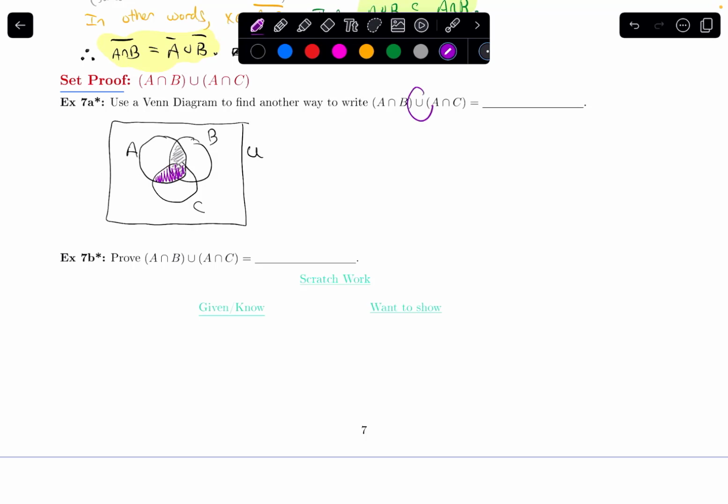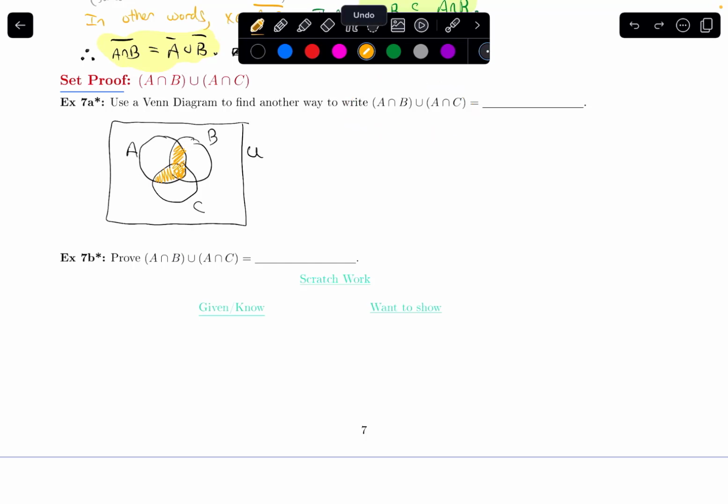And then the fact that we're unioning them means that we shade in all the values that are in either portion, either this first intersection or this second portion. All of those we need to shade in. So let me just shade that all in one color. So anything in the first intersection or anything in the second intersection, all of that is part of the union.